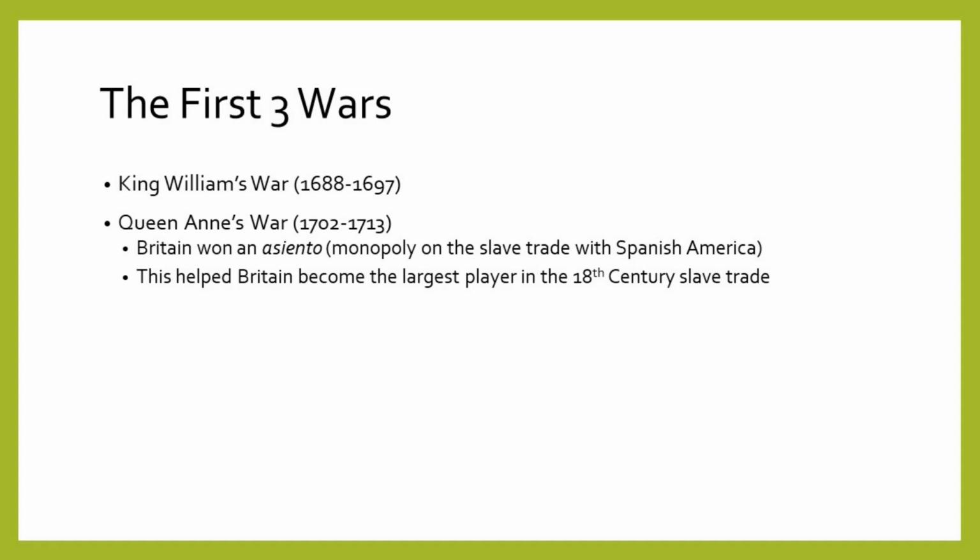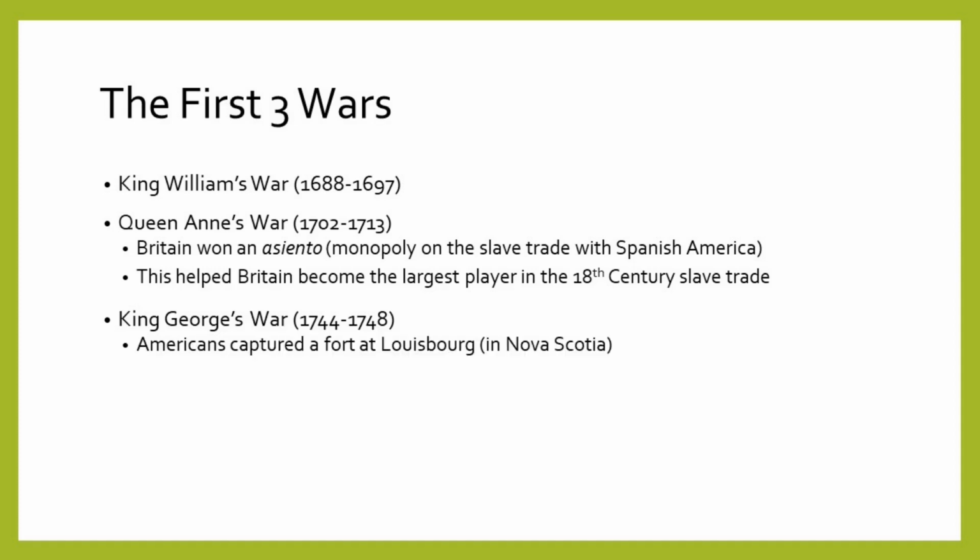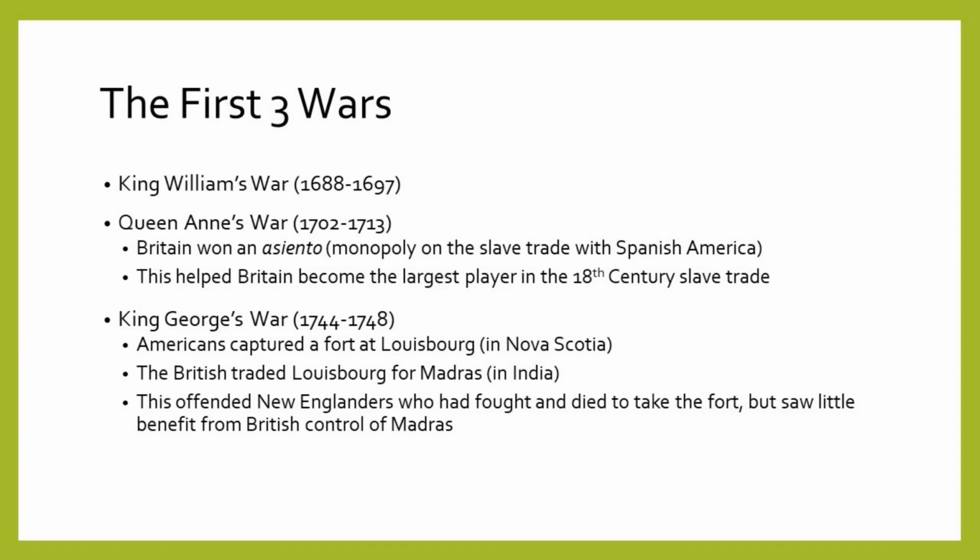Then, from 1744 to 1748, they fought King George's War, which is notable because American colonists actually succeeded in taking a large French fort at Louisbourg, but they were forced to give it back at the end of the war in exchange for a city in India, which the American colonists didn't especially care about. This is one of our first inklings of a trend that we'll see throughout this chapter: the growing disconnect between the British government's priorities and how they run the empire, and the American colonists' priorities and how they think the empire should be run.